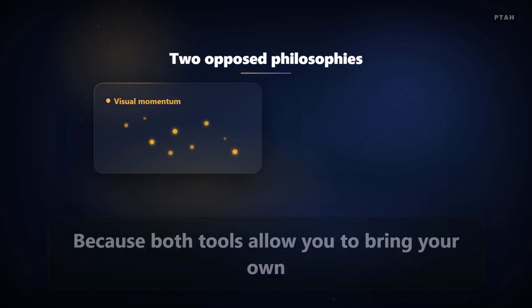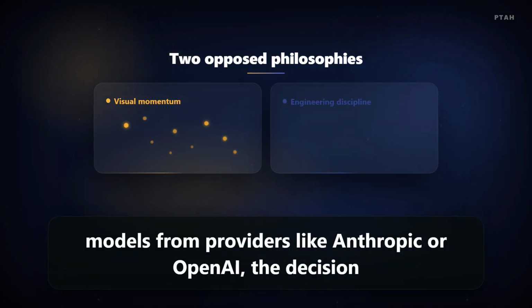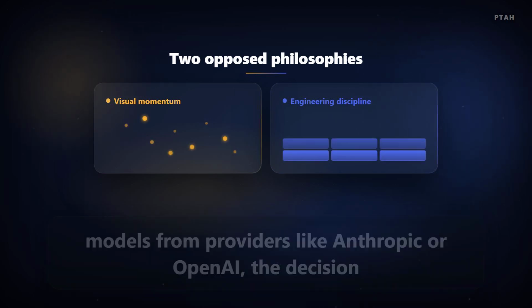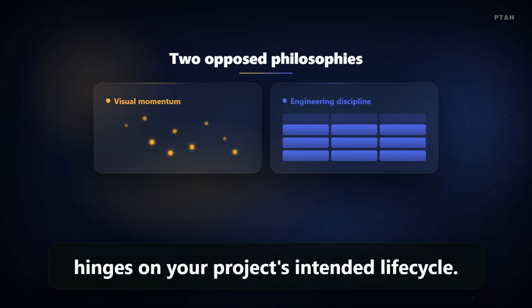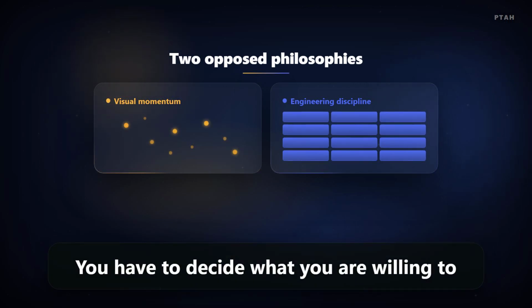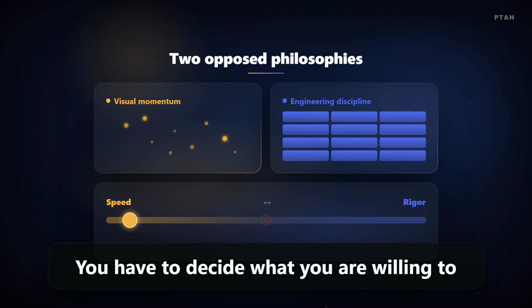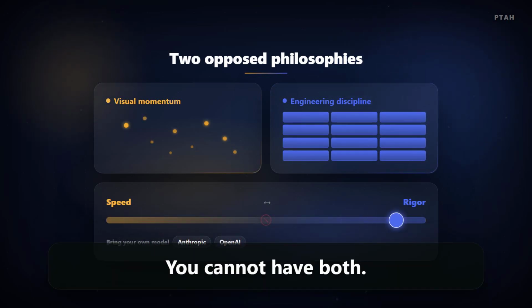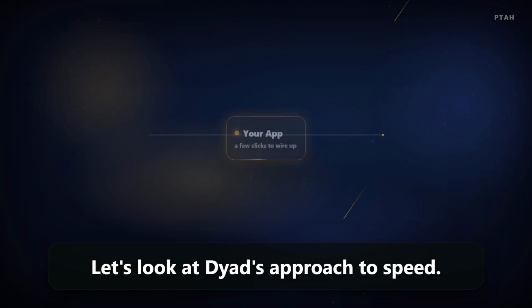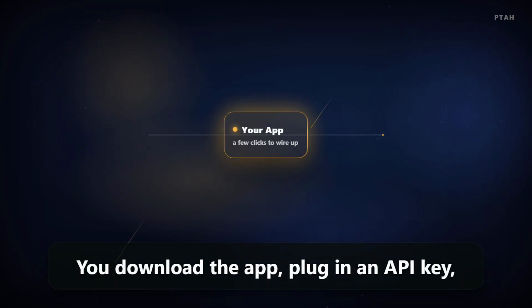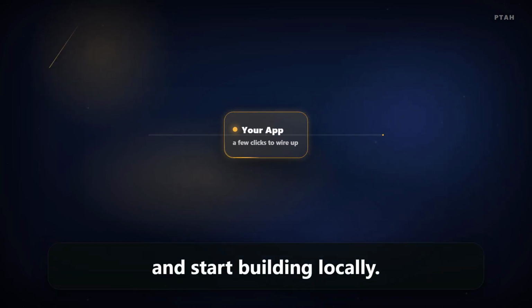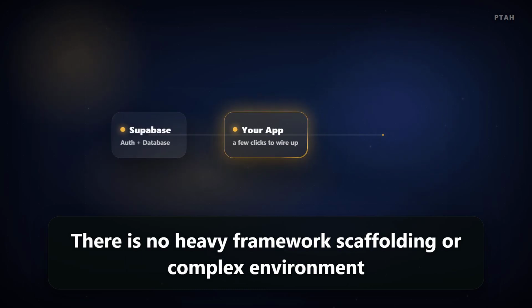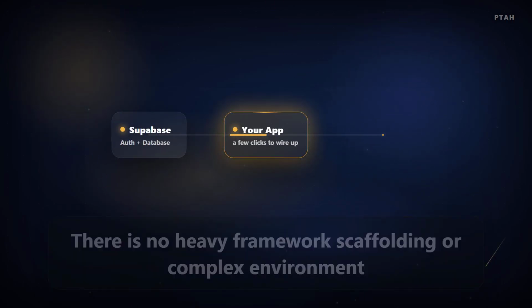Because both tools allow you to bring your own models from providers like Anthropic or OpenAI, the decision hinges on your project's intended lifecycle. You have to decide what you are willing to sacrifice. You can have early speed or early architectural rigor. You cannot have both. Let's look at Dyad's approach to speed. You download the app, plug in an API key, and start building locally. There is no heavy framework scaffolding or complex environment setup to slow you down.